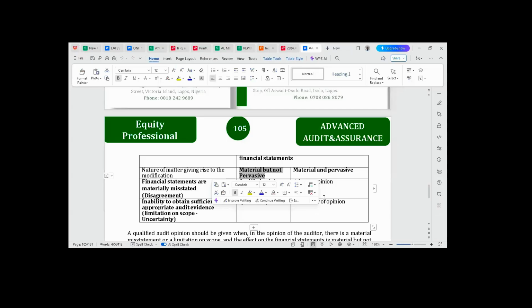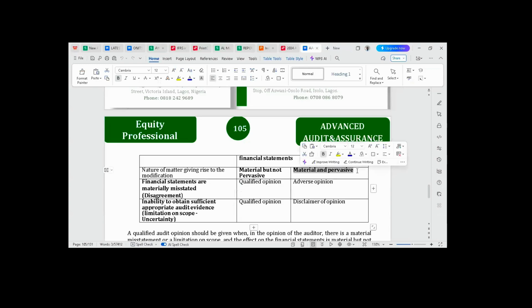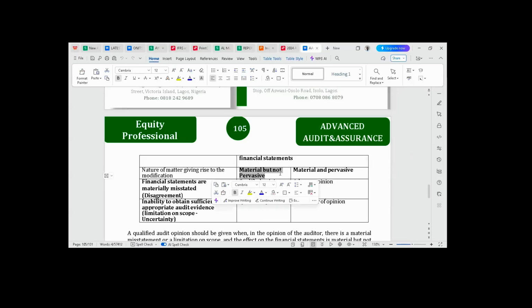But when you hear the words material and pervasive, it means that the issue did not just stop at inventory. A couple of other transactions or account codes are also having the same challenge. So when you have challenges that are common, you say it is pervasive. I hope you are getting me. When you hear the word pervasive, it means something that is common, that has spread everywhere. But material but not pervasive means that yes, something is wrong, but it's only limited, it does not spread. It's only on one aspect.